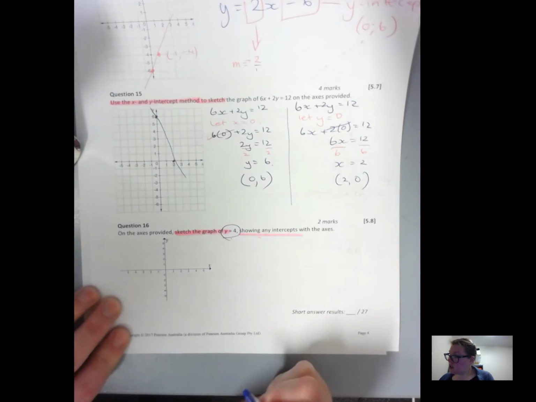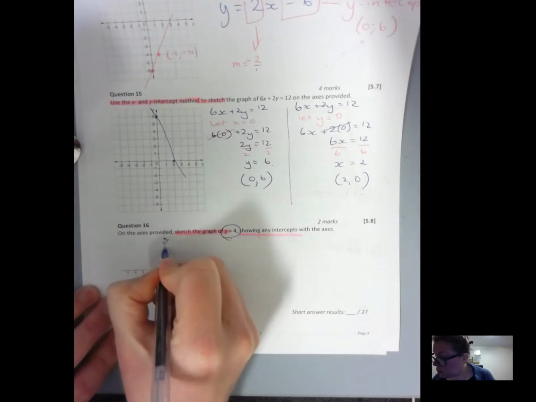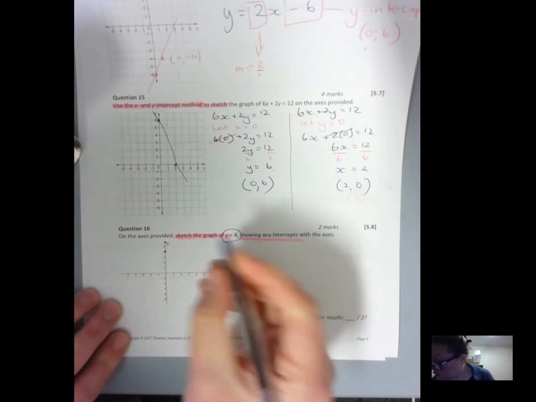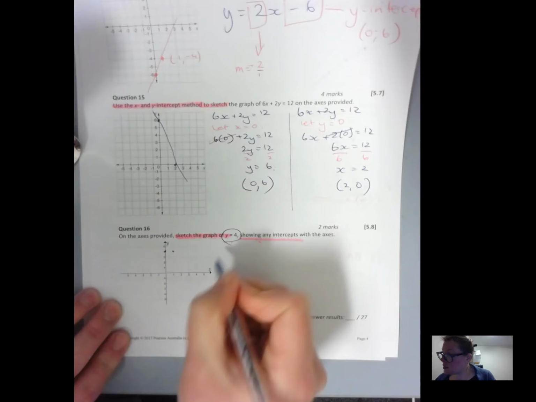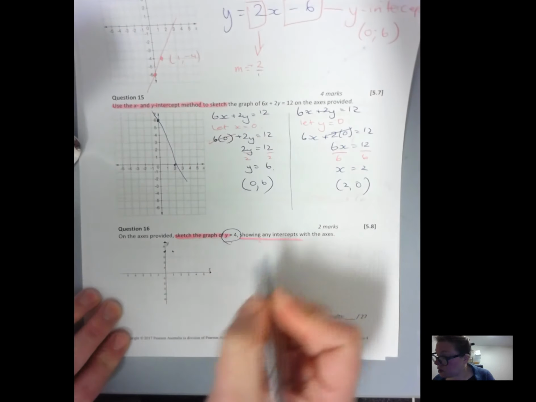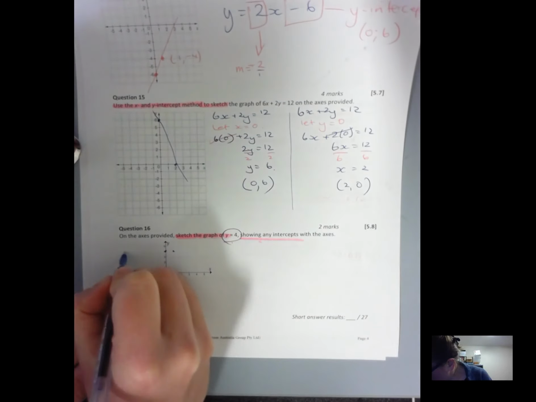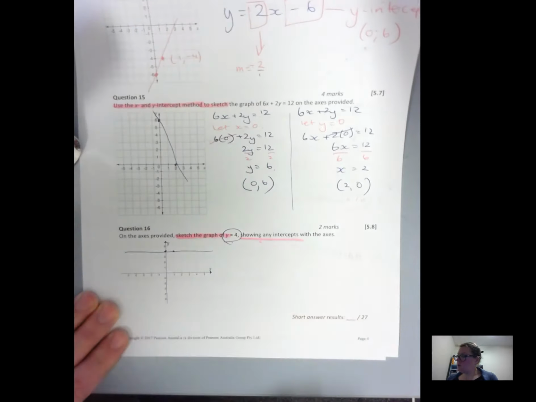Now, this one here we're sketching, so we don't need any more than 1 point. Realistically, we don't need any of that at all. It doesn't matter what x is because there is no x. So it's going to be a horizontal line at y equals 4.